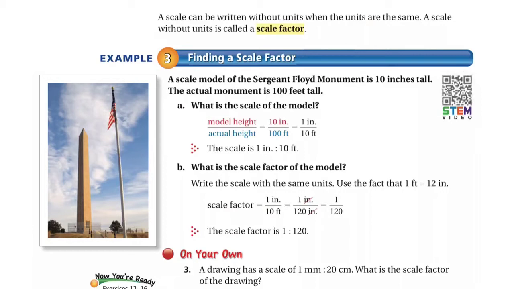Now, for number 3 on your own, a drawing has a scale of 1 millimeter to 20 centimeters. What's the scale factor? So put 1 millimeter on top, 20 centimeters on the bottom, turn them both into millimeters, and then take the millimeters off.